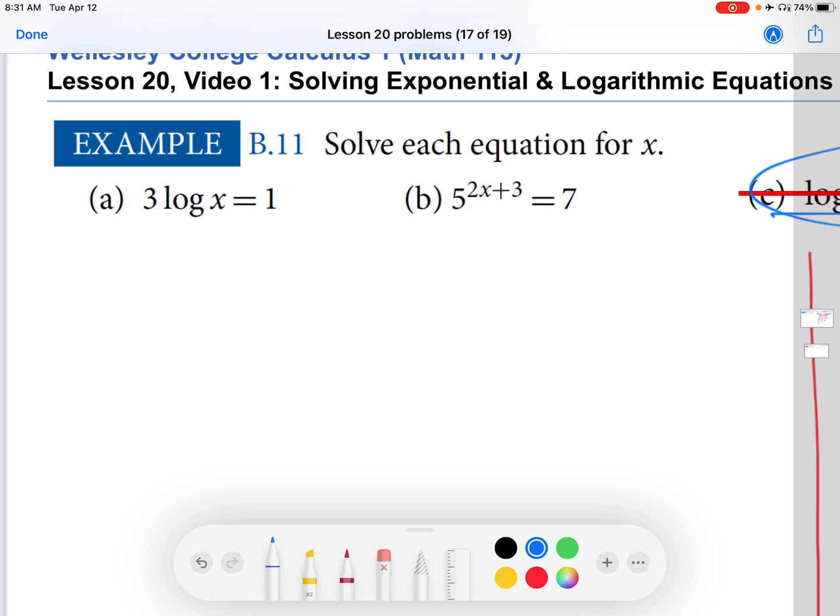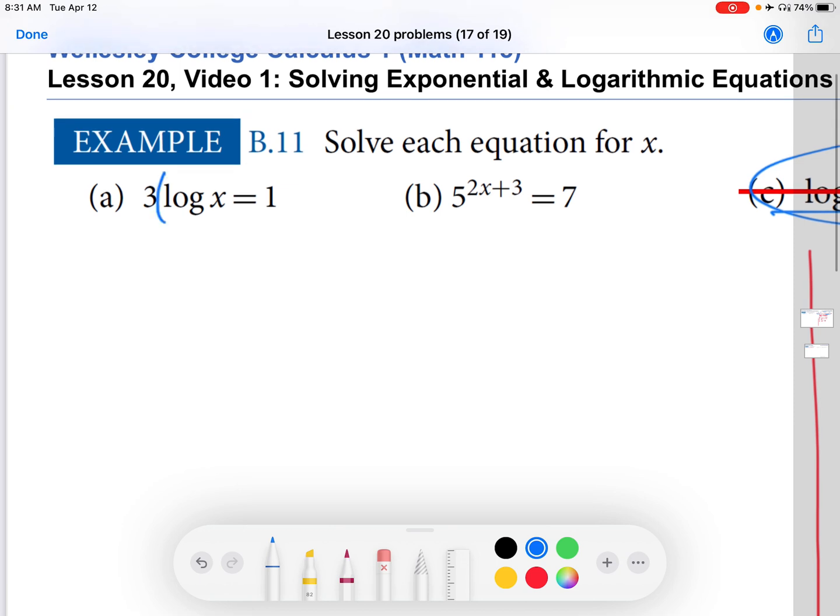So the very first thing to say is that this is 3 times log of x equals 1. And the second thing to say is, what is log of x? Log of x is actually shorthand for log base 10 of x. So when you see log and there's nothing down here and you just see an x, that is a convention that we're looking at a base 10 logarithm.